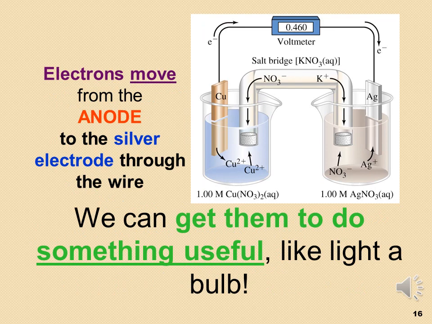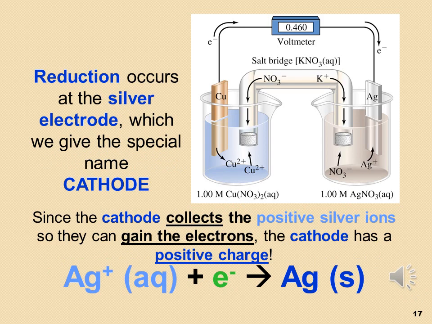Electrons move from the anode to the silver electrode through the wire. We can get them to do something useful, like light a bulb, and it can also be measured using the voltmeter as shown in the diagram. Reduction occurs at the silver electrode, which we give the special name the cathode. Since the cathode attracts the positive silver ions, they can gain the electrons. The cathode has a positive charge.